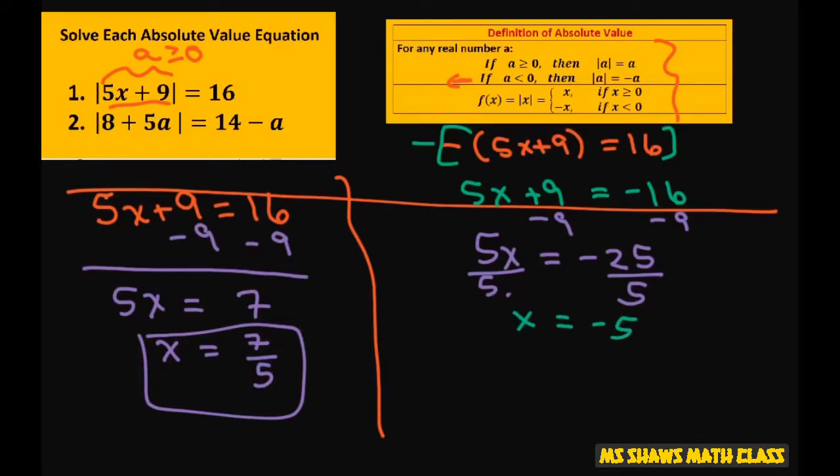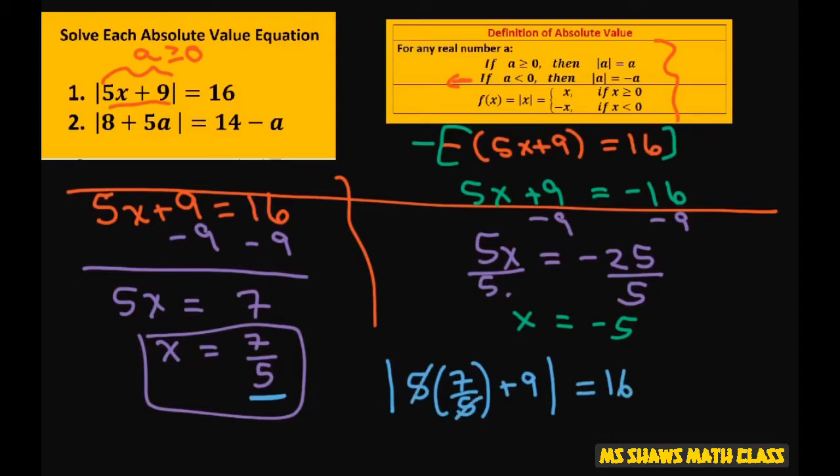Now, you can plug them both in to check. So let's do that real quick. It's a little easier to plug in on this one. If I plug in this answer, it should work. So 5 times 7/5 plus 9, does the absolute value of that equal 16? So that crosses out, and you get 7 plus 9 is 16. So the absolute value of 16 equals 16. And for the negative 5, let's try that one.